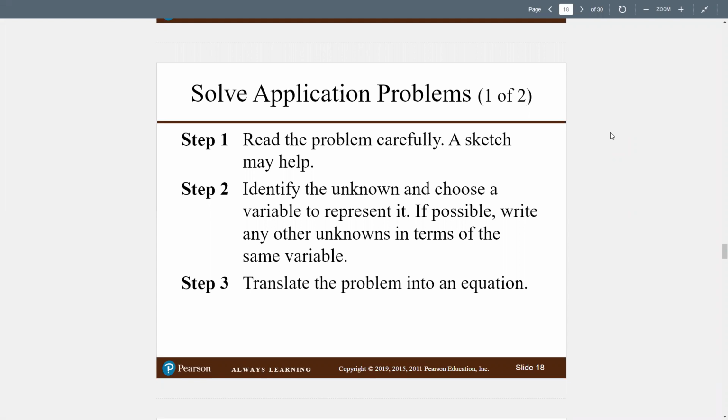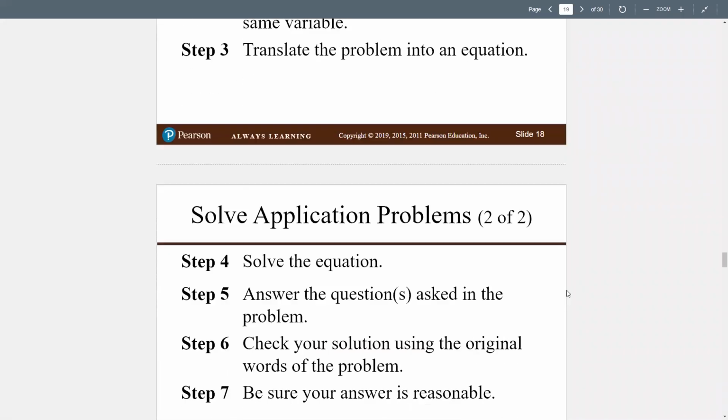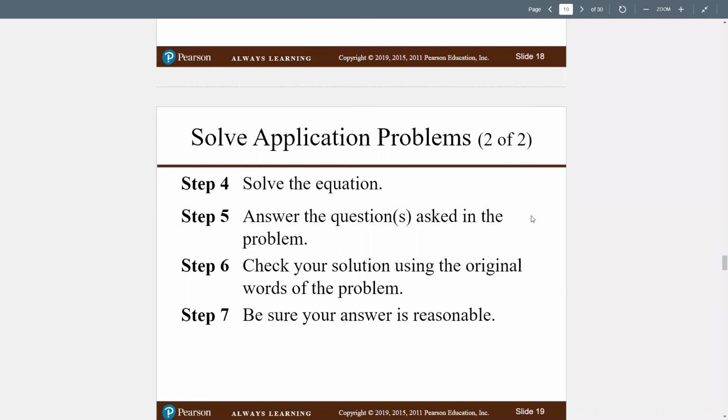Identify the unknown and choose a variable to represent it. That's going to be your let statement. Okay, so that will be a little bit important. Translate the problem into an equation, solve the equation, answer the questions asked in the original problem. That's important. Definitely don't just stop at solving the equation and think you might be done, because the questions might actually have you doing stuff with that solution. Check your solution using the original words in the word problem and be sure your answer is reasonable. That one's super good for you guys to remember for this class.